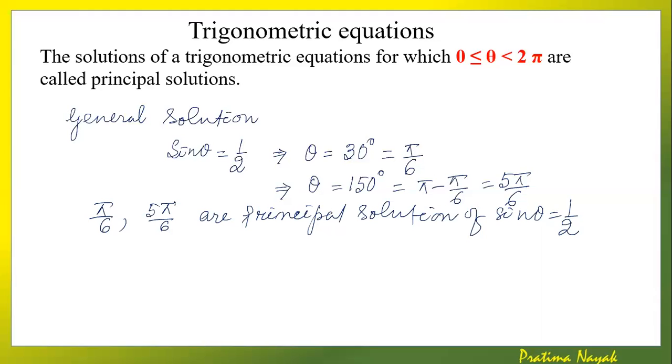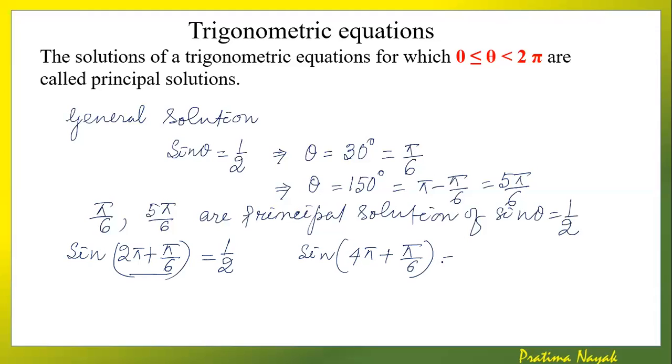Now next, if we think, you have learned so many values. If I write sin of 2 pi plus pi by 6, how much will this be? This will also be half. Again, sin of 4 pi plus pi by 6 is also half. So I can write 4 pi plus pi by 6. So there are so many values in the real numbers for which theta satisfies that sin theta is equal to half.